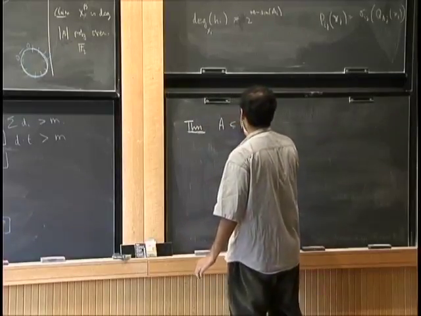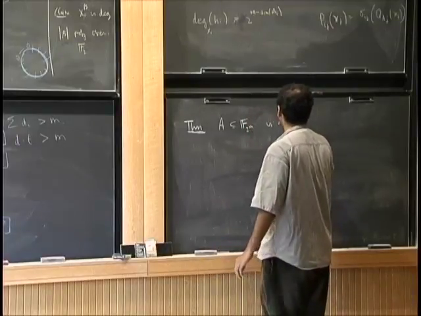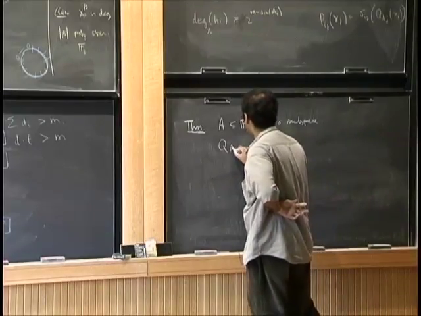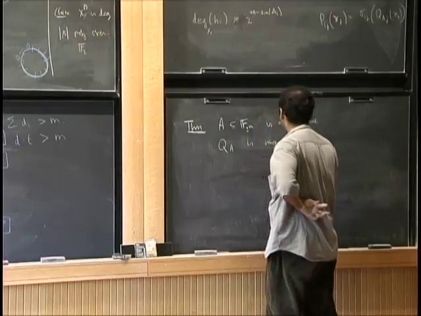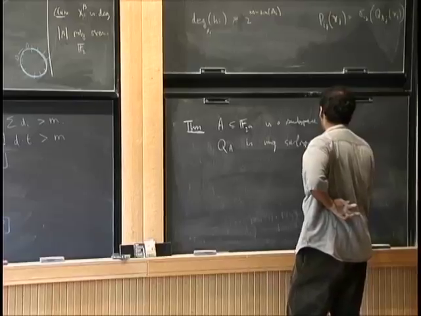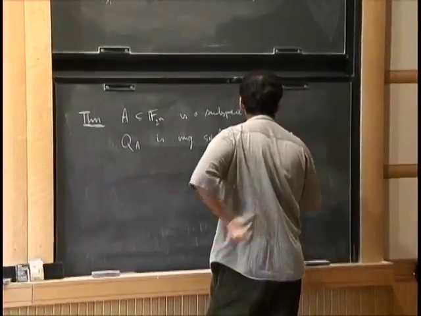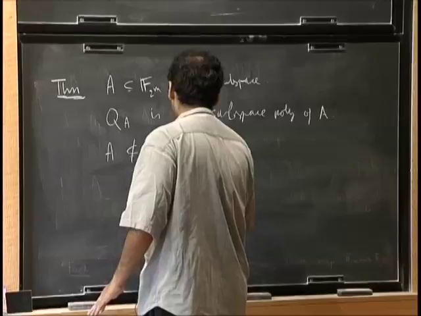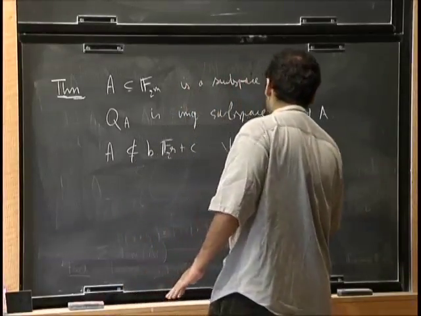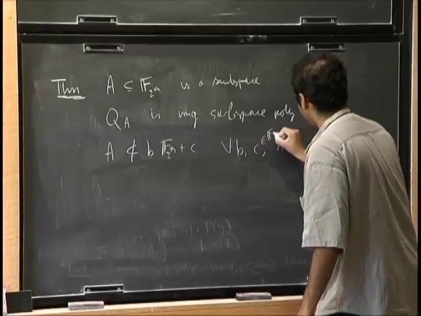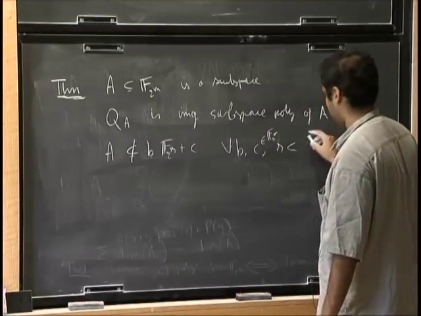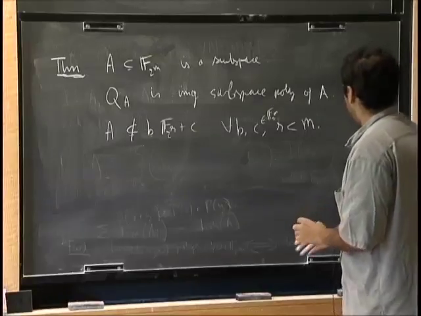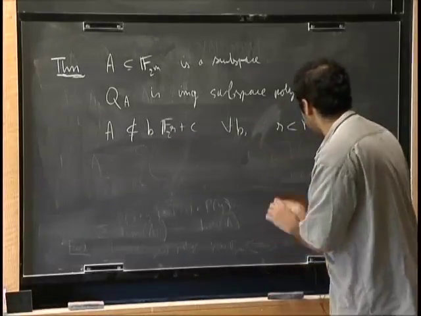So A contained in F_2^m is a subspace, Q_A is the subspace polynomial of A, and A is not contained in B times F_2^r plus c for all b, c and r less than m, the dimension. Yeah, m, I guess.